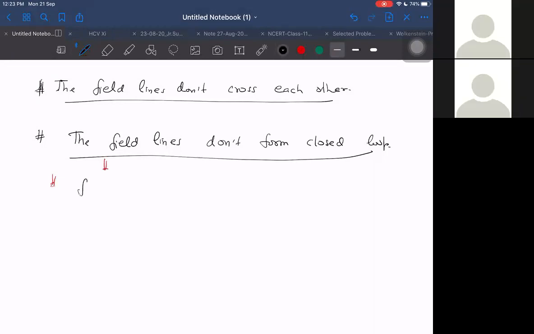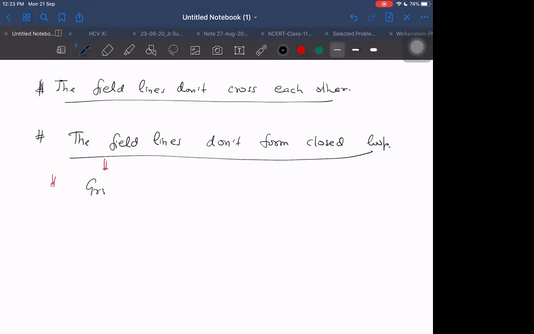The gravitational field is a conservative field. What does conservative mean? You remember or not? Gravitational force or field: if the force is conservative, then we can call the corresponding field also conservative. I told you before.